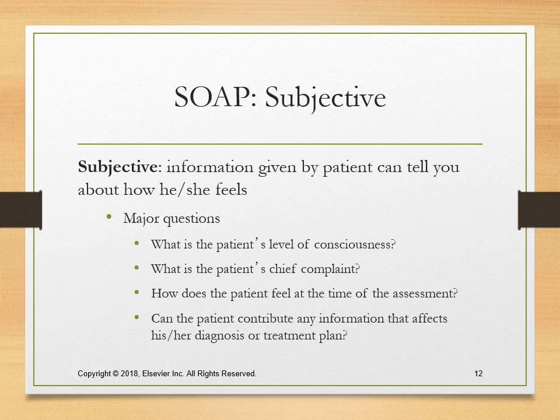What is a SOAP? We're going to talk about doing a SOAP note. SOAP notes include subjective and objective data, assessment, and a plan. S, subjective. Subjective information is information given by the patient about how they feel and what they can tell you about how they feel.